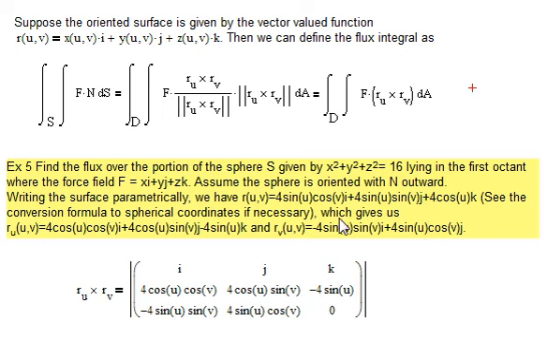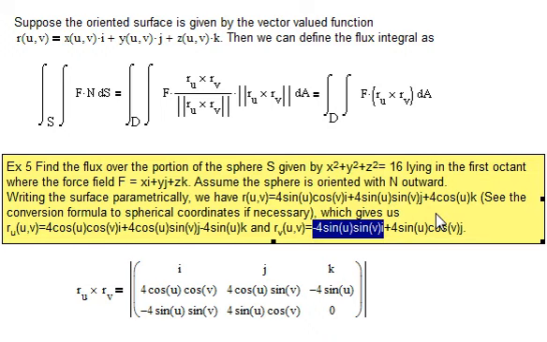Now r sub v, the partial of this with respect to v. 4 sine u is a constant, and the derivative of cosine is negative sine, so negative 4 sine u sine v i. The derivative of this with respect to v is cosine times this constant, so 4 sine u cosine v j, plus the derivative of this with respect to v, since it is just a constant, is 0k.